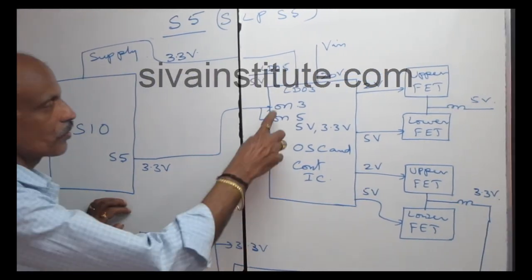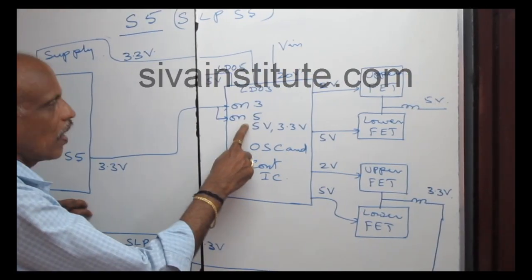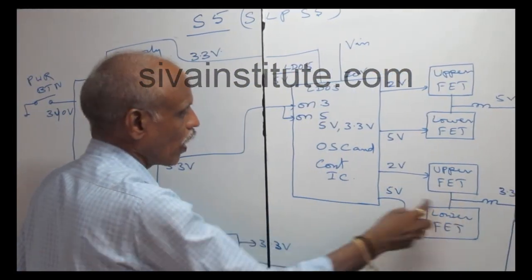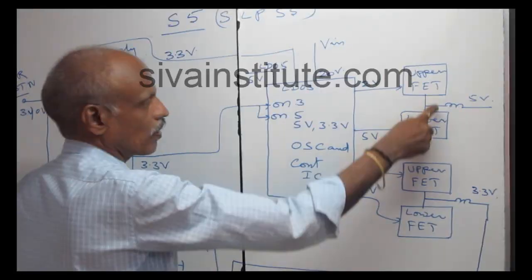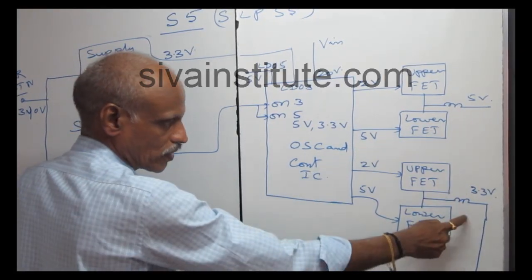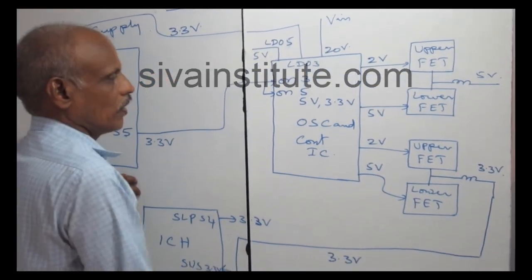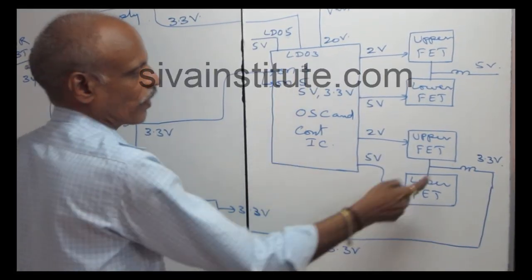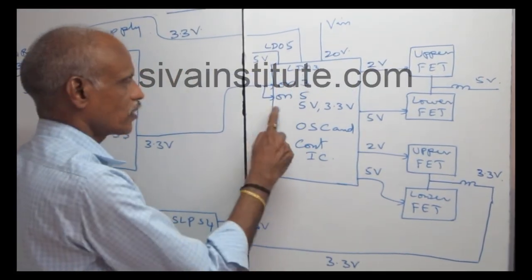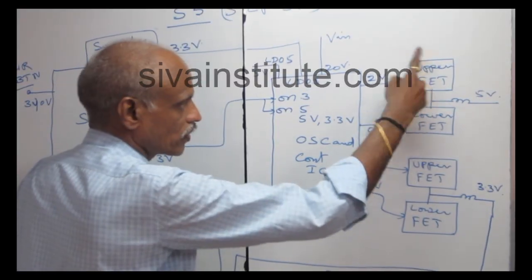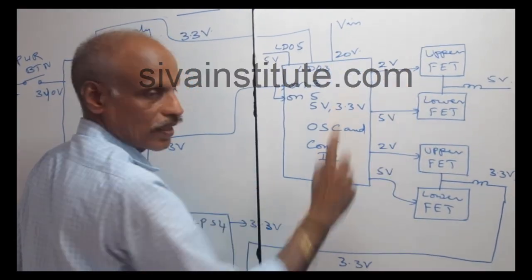This voltage goes to ON3, ON5. ON3 means 3.3 volts on. ON5 means 5 volts on. This is the 5 volts regulator. This is the 3.3 volts regulator. This ON3 is for this regulator. This ON5 is for this regulator. This is the enable for this regulator.